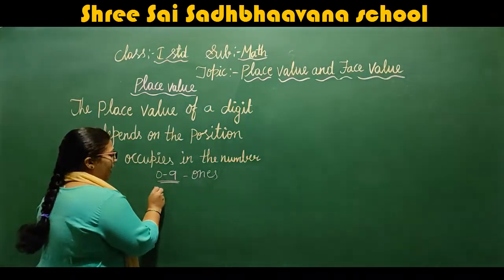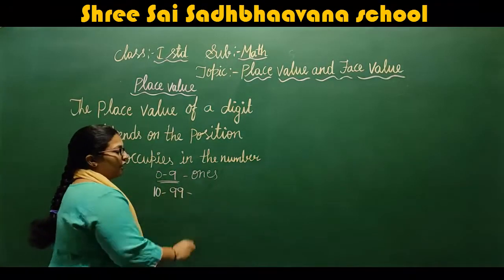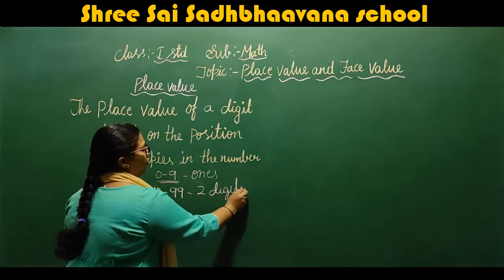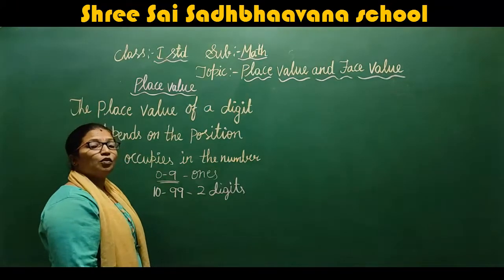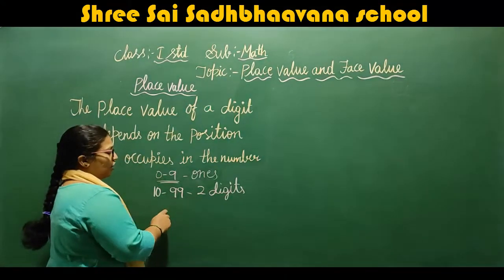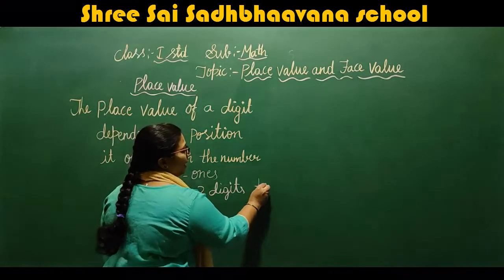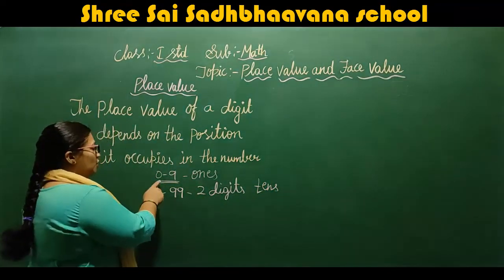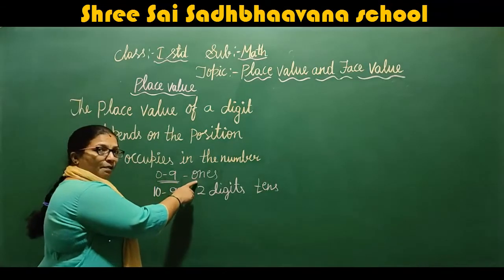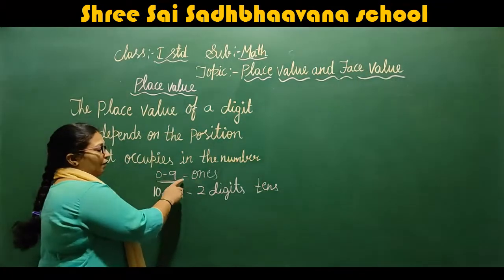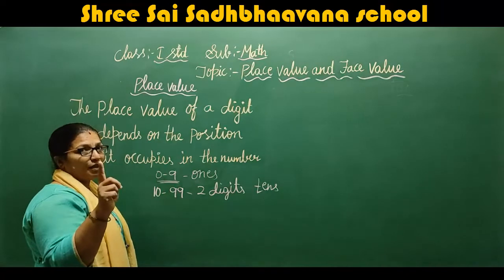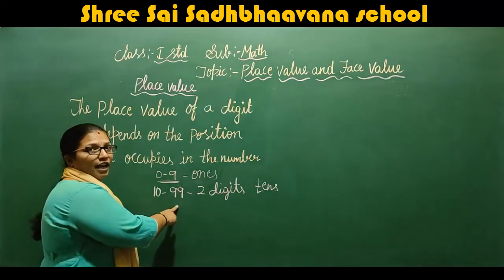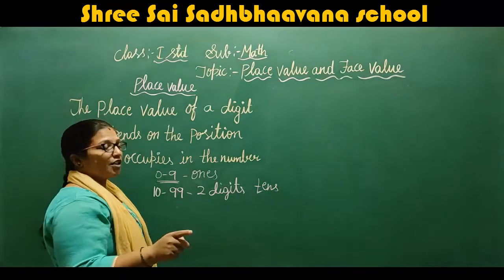Then from 10 to 99, these are two digit numbers. It is two digit numbers, so it will be in the tens place. So 0 to 9 is ones place, always one digit numbers. And 10 to 99 are two digit numbers.